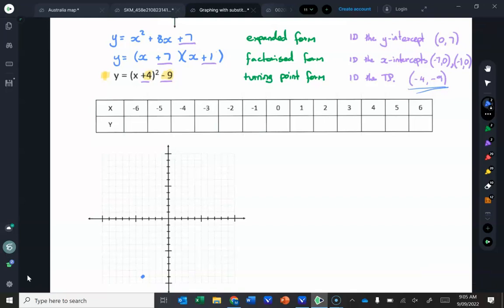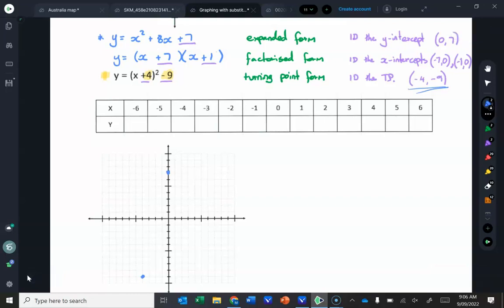And then if we had a look at something like the expanded form, which is the first one, this one's really useful because it tells you where it intercepts the y-axis because it's got a c value in it. It follows that ax squared plus bx plus c. So if that number on the end there is a +7, we know that it will intercept the y-axis at +7, so we can put that one in.